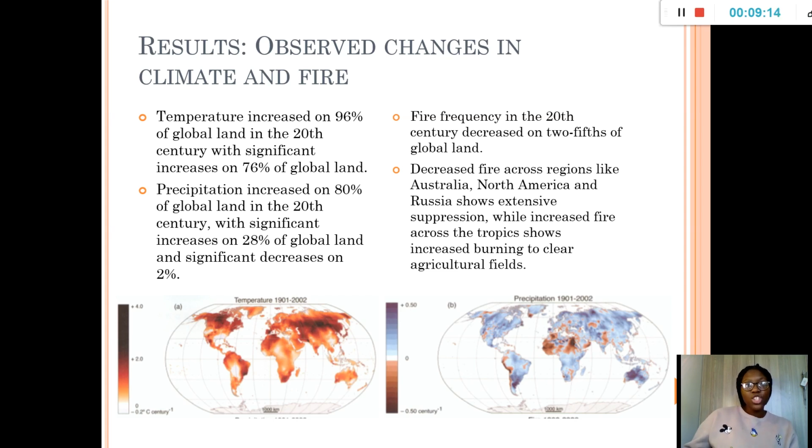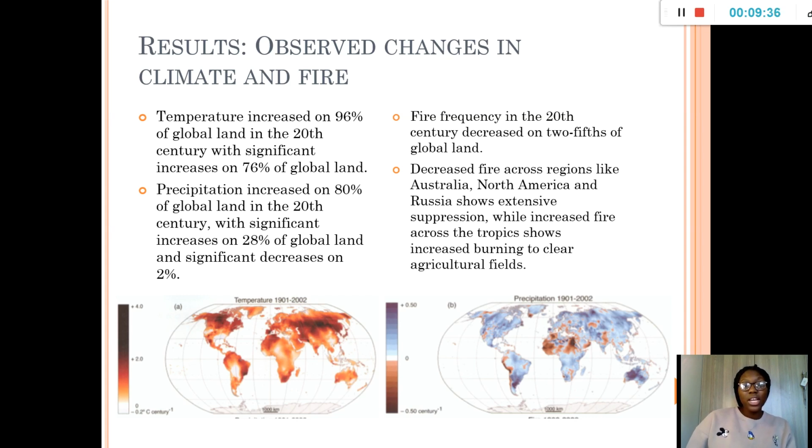Results. Observed changes in climate and fire. So temperature increased on 96% of global land in the 20th century, with significant increases on 76% of global land. The average temperature increased on every continent, with the greatest warming occurring in boreal regions.